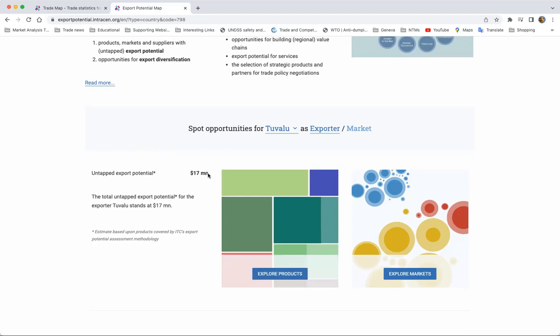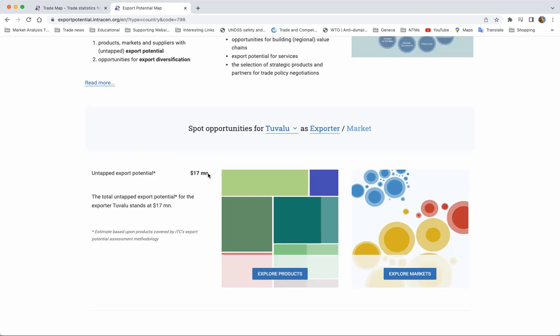So this is all products and all destination markets combined, and it shows you an untapped potential. We call it untapped potential because we calculate how much export potential there actually is in the world for Tuvalu as an exporter. Then we deduct the actual exports happening from Tuvalu. And then we see that the difference between our calculations and the actual exports is 17 million US dollars. As I mentioned before, this is a very theoretical system.